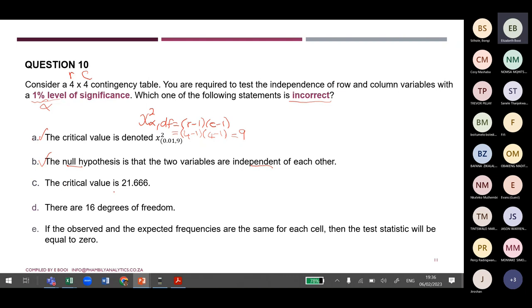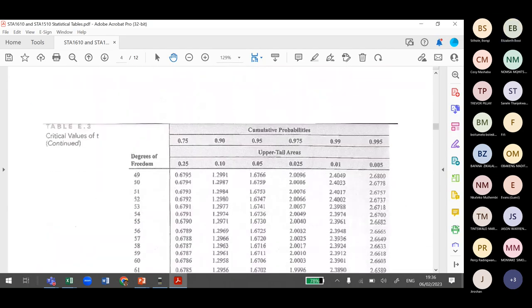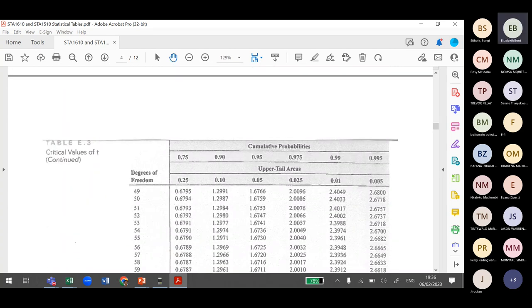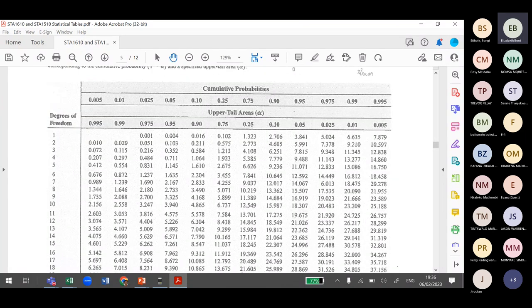The critical value is 21.66. So you said this is correct in terms of your critical value. So go find out on the table if this is correct. We're going to look for 0.01 at the top and 9 degrees of freedom on the left. Critical values of chi. This is critical values of t. Critical values of chi, we're looking for 0.01 at the top and 9 where they both meet.